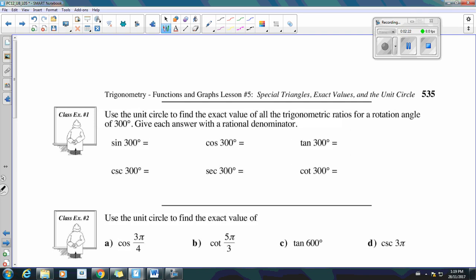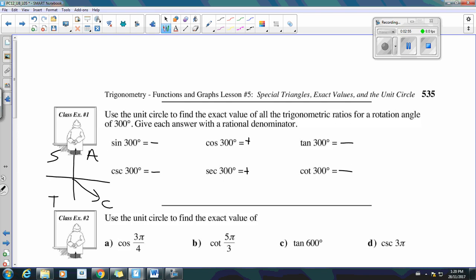So first of all, we're working with the angle 300. We know that that's in quadrant 4. So right away, we should know which ones are going to be positive and which ones are going to be negative. We have that cosine is positive here, so cosine will be positive, which also means its reciprocal will be positive. That also tells us the rest will be negative.